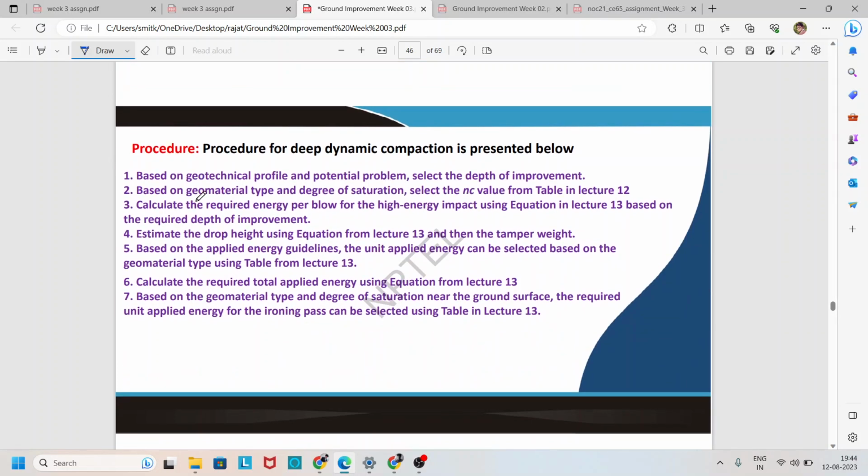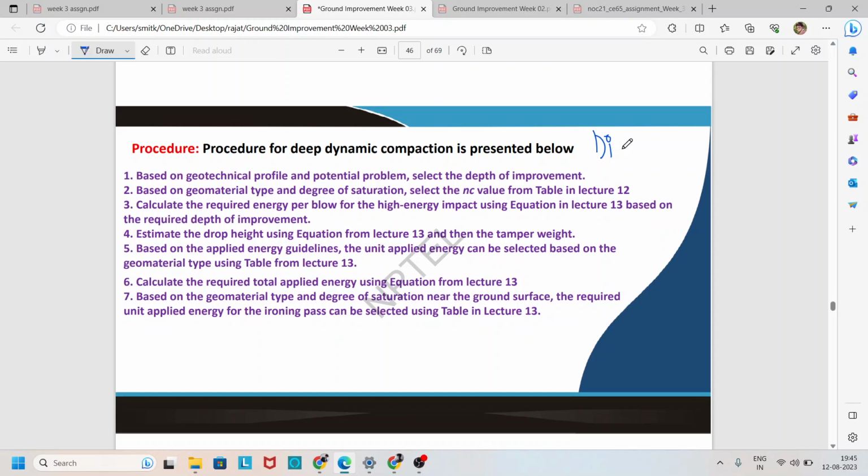Now in module 3 lecture 14, this slide was already discussed, nothing is new. We discuss the procedure of deep dynamic compaction, step by step. Different steps are discussed here. First, based on the geometrical profile or potential problem, we select the depth of improvement, DI. To what depth we improve, either 6 meter or 10 meter, we decide based on the basic geotechnical profile.